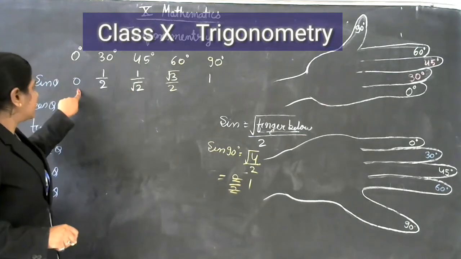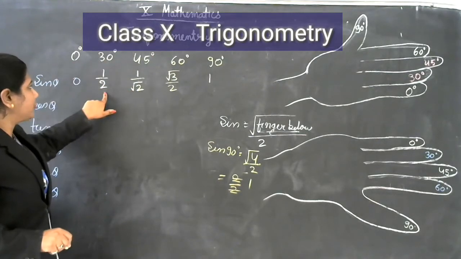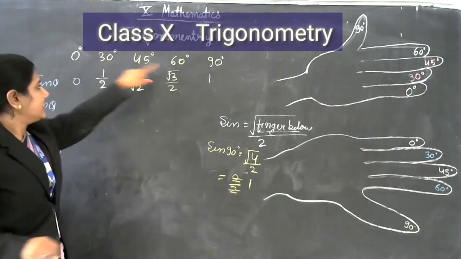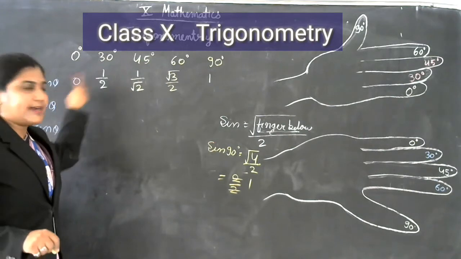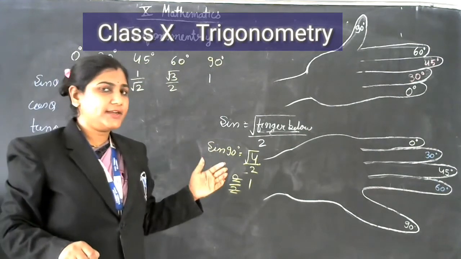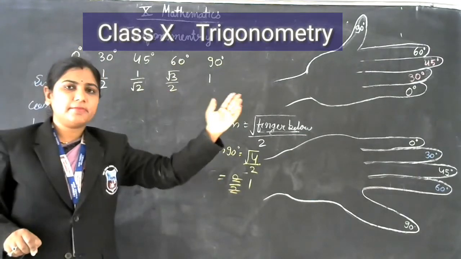Sin 0 equals 0. Sin 30 equals 1 upon 2. Sin 45 equals 1 by root 2. Sin 60 equals root 3 by 2. And sin 90 equals 1. So I think it is easy to keep all the values in your mind.